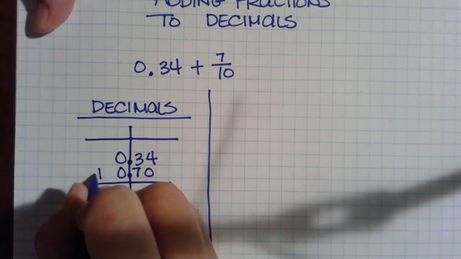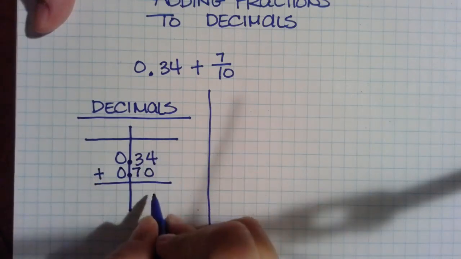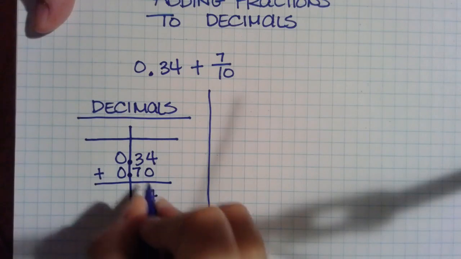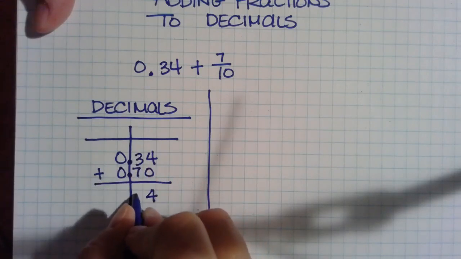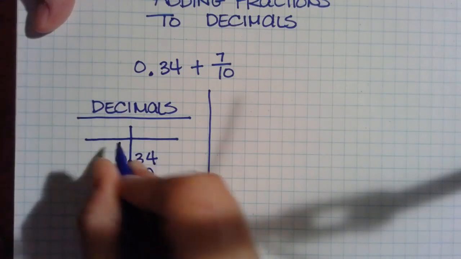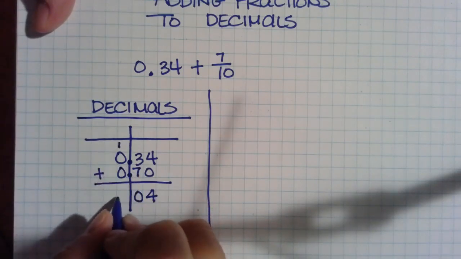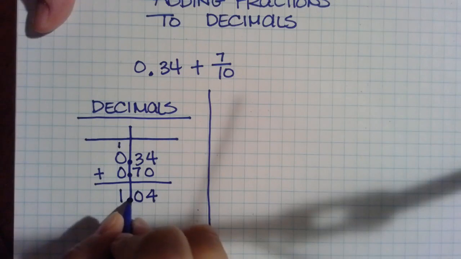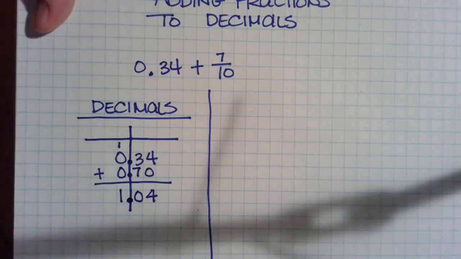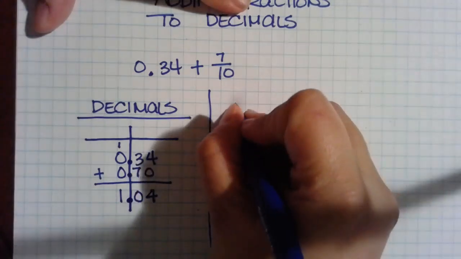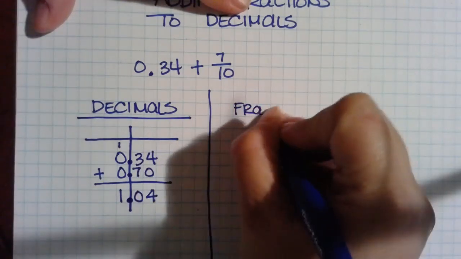Add that up, and then you get 4 plus 0, that's 4. 7 plus 3, that's 10, so I put a 0 here and bring the 1 over here. Okay, so that's 1 plus 0 plus 0, that's 1. So my answer would be 1 and 4 hundredths. Okay, then I'm going to come over here and do fractions.